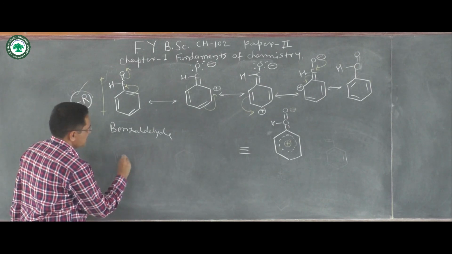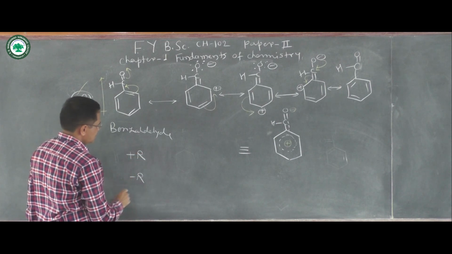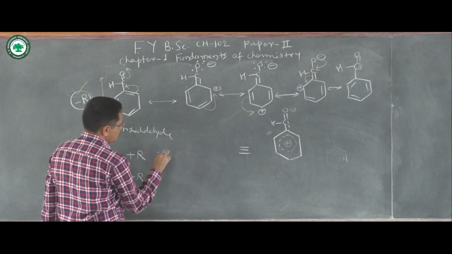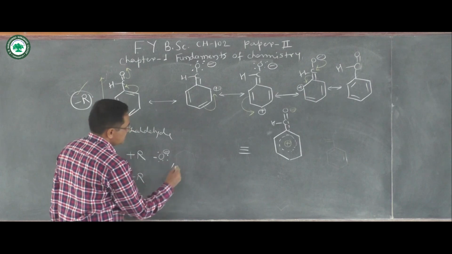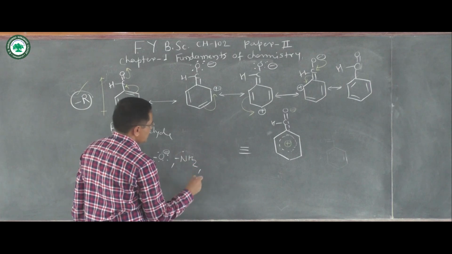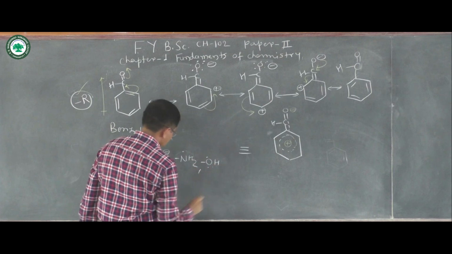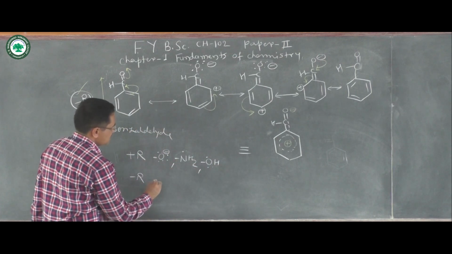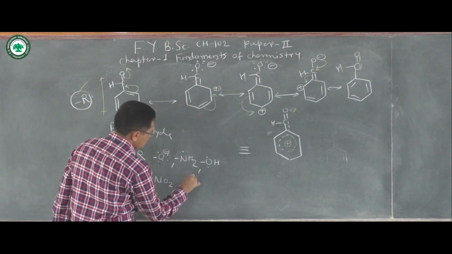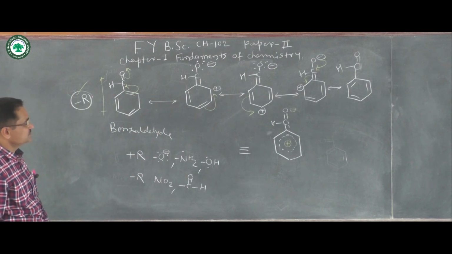Means the examples from plus R and minus R. Examples from plus R are oxide ion, then NH2 as well as OH, and from minus R, NO2, CHO, etc. Thank you.